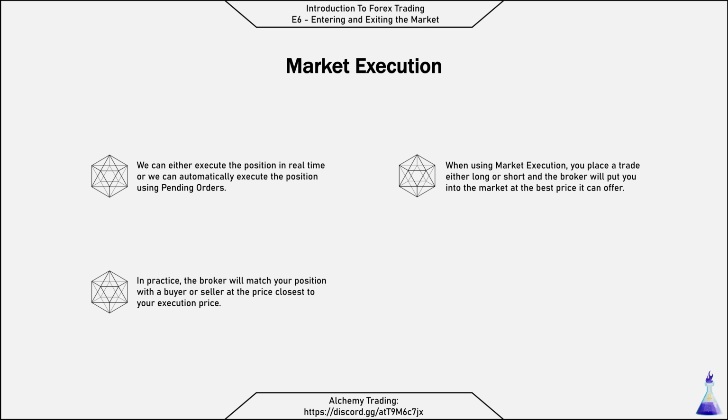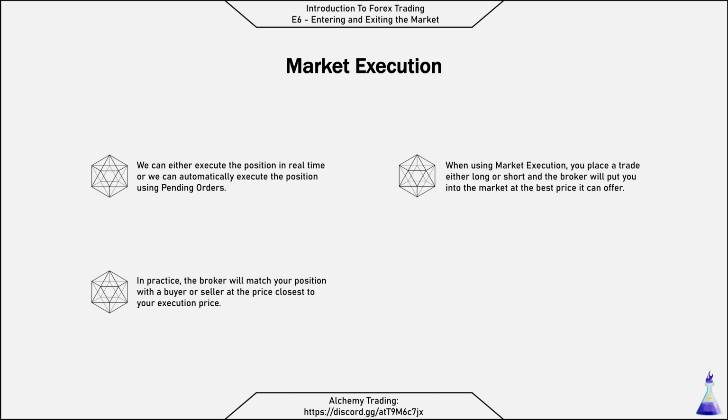In practice, how this works is that if you're buying, the broker will match your position with a seller that can offer the instrument at the price closest to your execution price. And if you're selling, the opposite occurs. The broker will match your position with a buyer, once again at the price closest to your execution price.